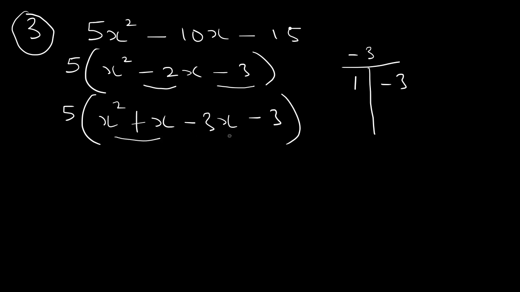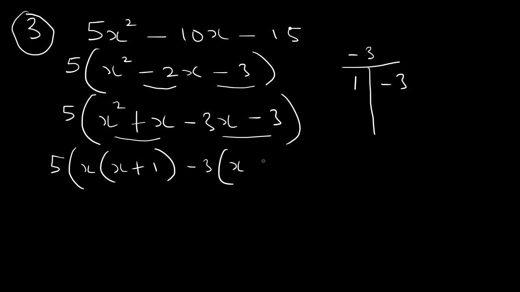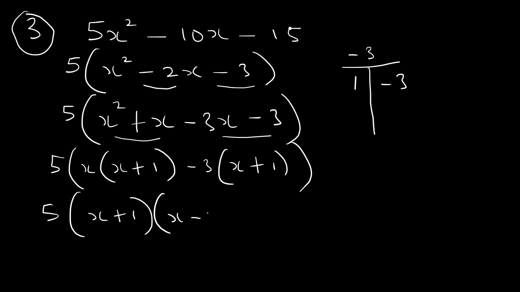We'll factor by grouping. We'll have x squared plus x, x is common, I'll have x plus 1 here. Here minus 3 is common, I'll have x plus 1 also. So our two brackets are the same. So take one of them and create another bracket, x minus 3. So this becomes our answer. So we are going to look at the final question for today.